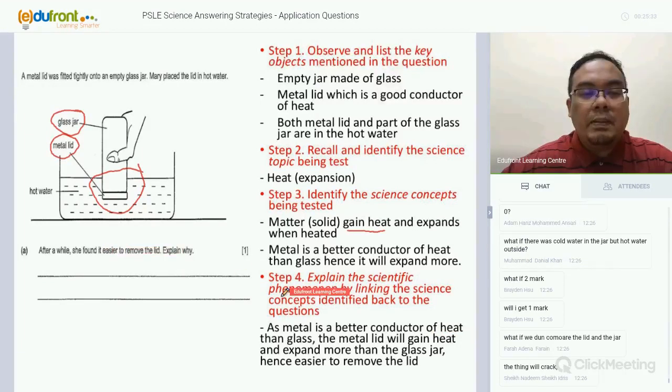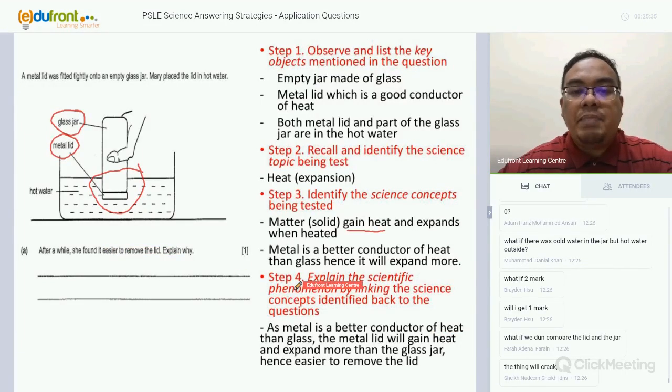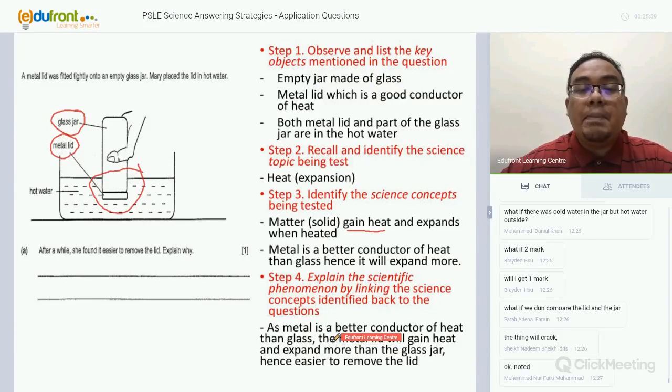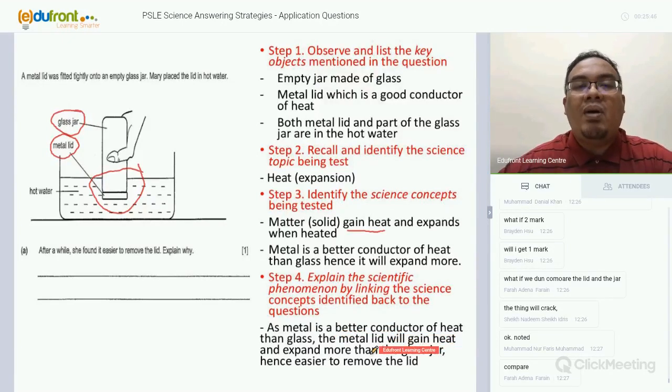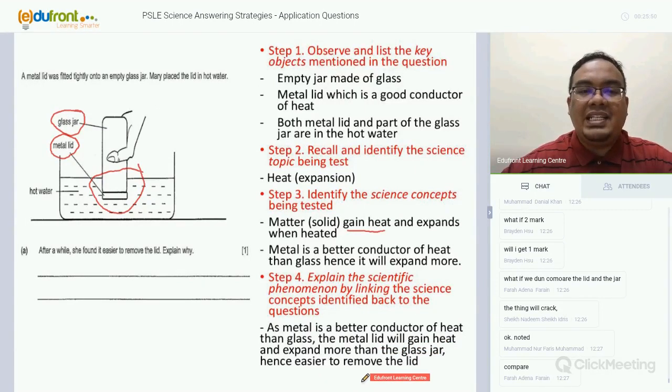So let's move on. Step 4, then you explain. Once you identify the key science concept, then you explain. As metal is a better conductor of heat than glass, the metal lid will gain heat and expand more than the glass jar. Hence, it is easier to remove the lid.